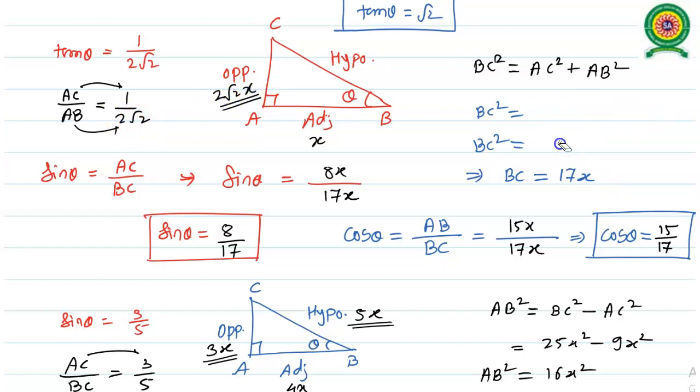Let's apply the Pythagoras theorem in the right angle triangle ABC. We are getting AC square, 2 root 2 the whole square. 4 2s are 8, and x square, we are having x square. So we are getting 8x square plus x square, that becomes 9x square. The square root of 9x square is 3x. So the value of BC we are getting is 3x.